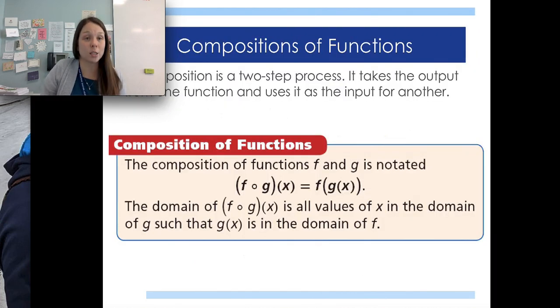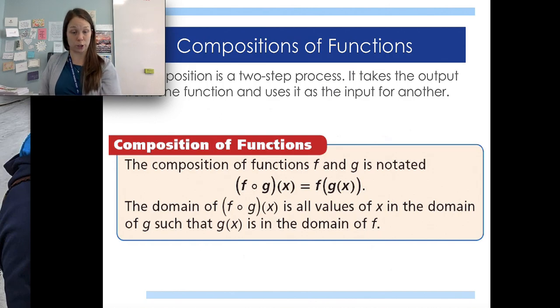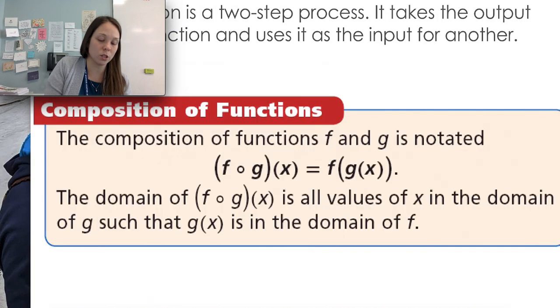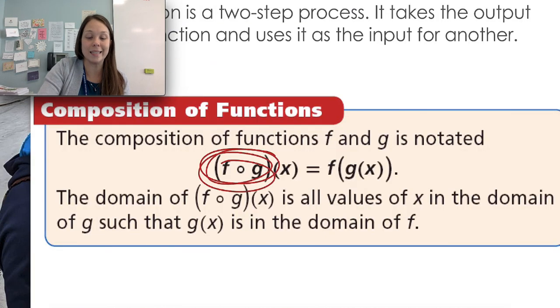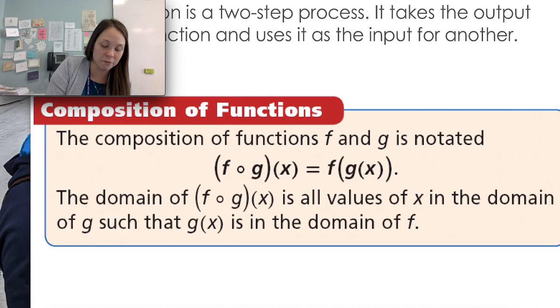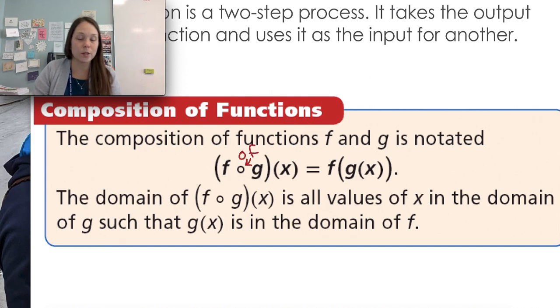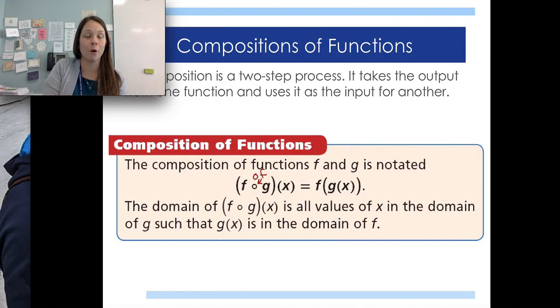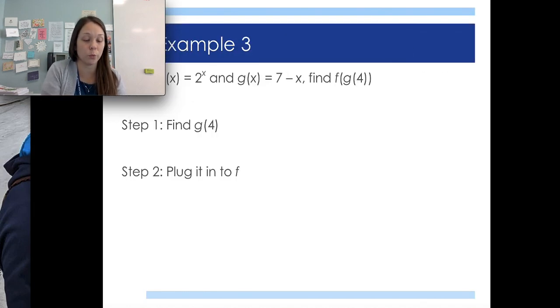All right, now that we've talked about addition, subtraction, multiplication, and division, now we're going to talk about composition of two functions. I know that this looks like the word fog here. It's not. It stands for f of g. So that little o stands for the word of. So it's f of g of x. So we're taking function g and we're plugging it into function f. So let's take a look at what this is going to feel like when we go through example 3.